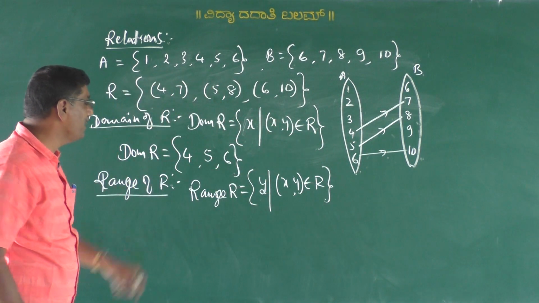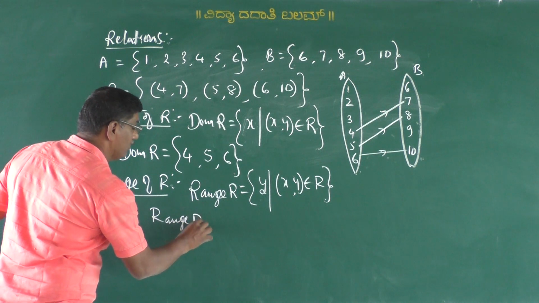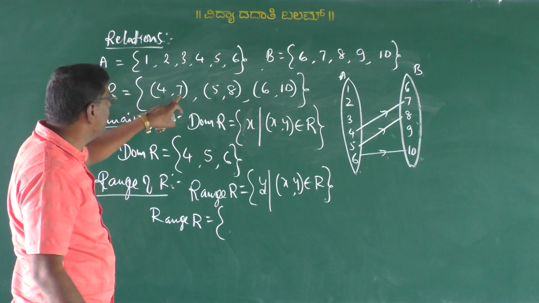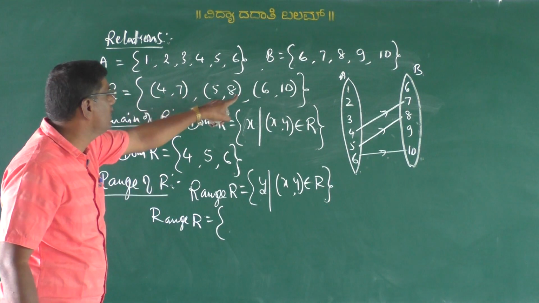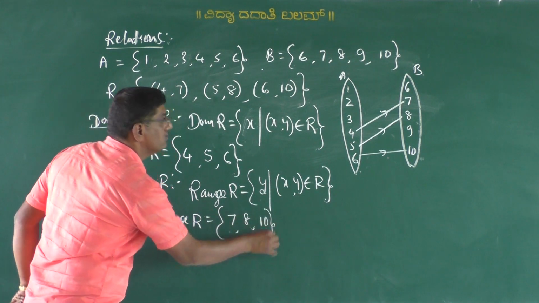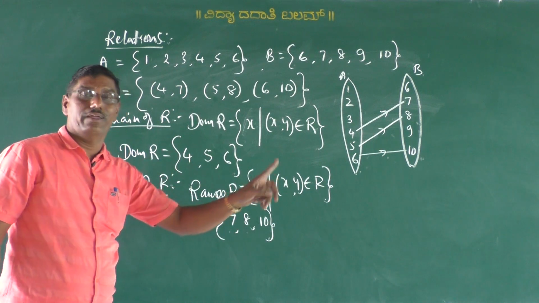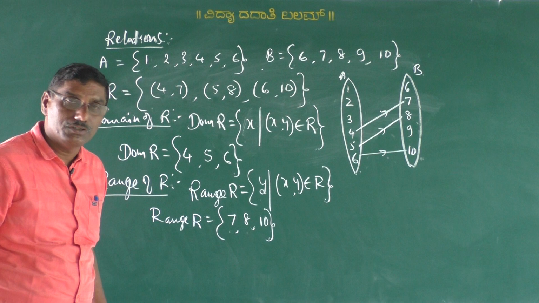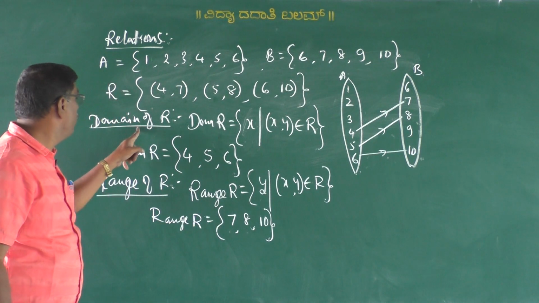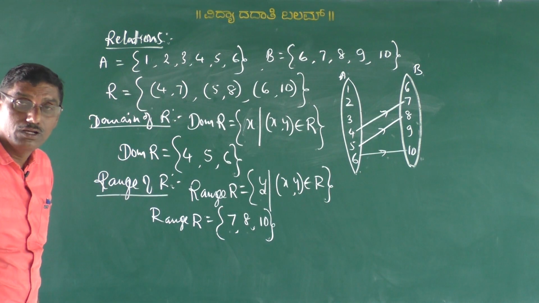Now, from this example, the range of R can be written as the set of all second elements. Which are the second elements of this relation? That is 7, 8, 10. Are you understood? This is about the range. That is the domain of R and range of R.